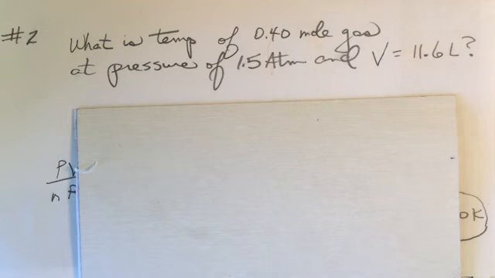Let's look at this next problem. It asks the question, what is the temperature of 0.40 moles of gas at a pressure of 1.5 atmospheres and a volume of 11.6 liters? Now, we're not asking to determine what the temperature is from one situation to another, or what the volume is from one to the other, or what the pressure is at P1 versus P2. This is like a snapshot in time, where you simply need to apply the ideal gas law, PV equals nRT, rearranging the equation and solving for T.